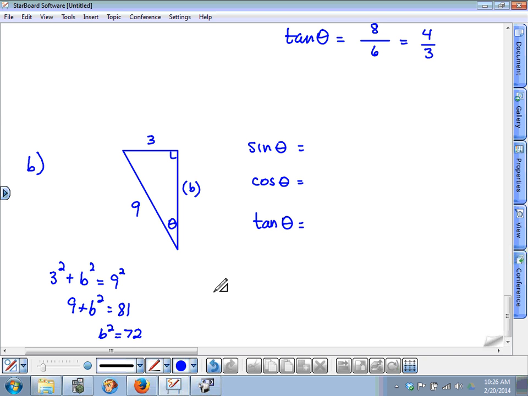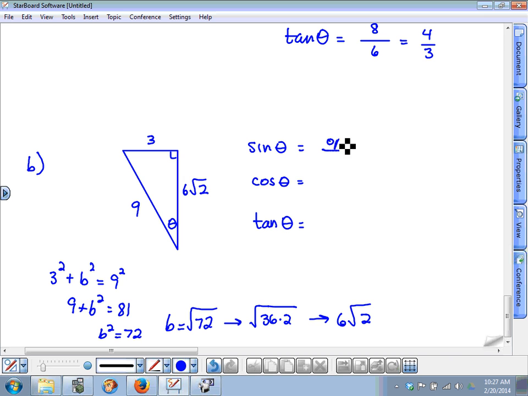Now we have to be really careful. B is equal to the square root of 72. And 72 is 36 times 2. So the 36 moves to the front as a 6. So it's 6 square roots of 2. So let's fill in the ratios now.